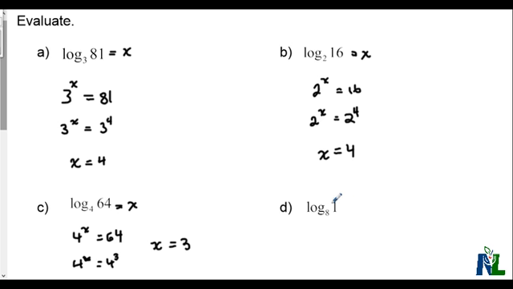And in the final example, I have log base 8 of 1. So again, what exponent would I have to put on 8 to get 1 as an answer? I'm going to set that equal to x. I'm going to say 8 to the x equals 1. And without using like bases here, the only way we evaluate a base and get 1 would be if our exponent would be equal to 0.